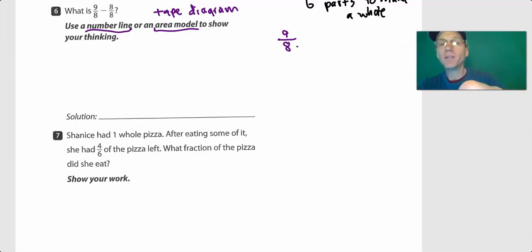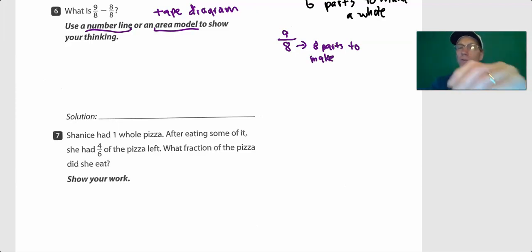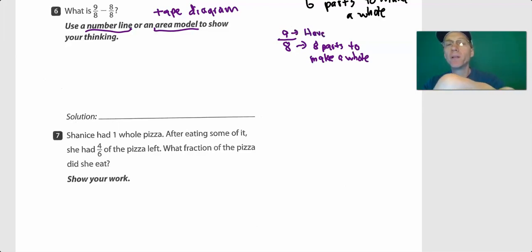So let's look at 9/8. What does that 8 mean? Really important. 8 parts. And you really should write this down, over and over again. 8 parts to make a whole. That's what that means. You got to know what that number means. This means you have 9 parts. So if you think about that, if that's a pizza, right? If that's a pizza, we'll just make one.